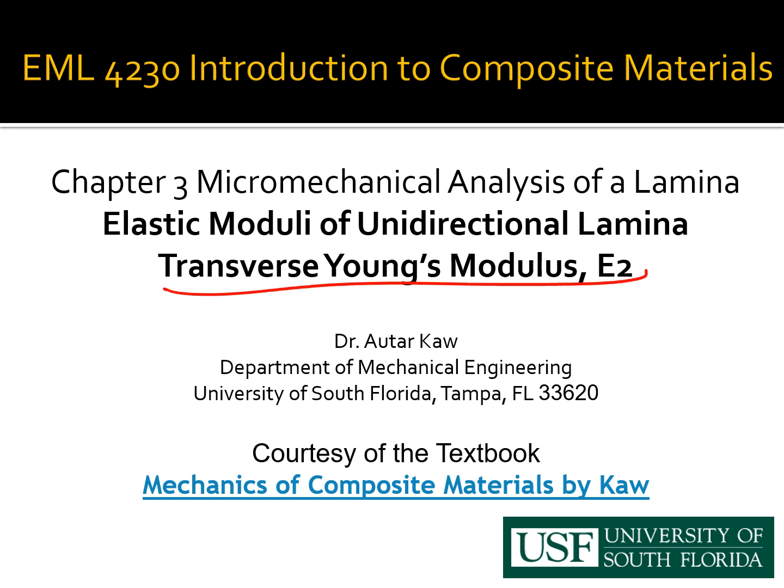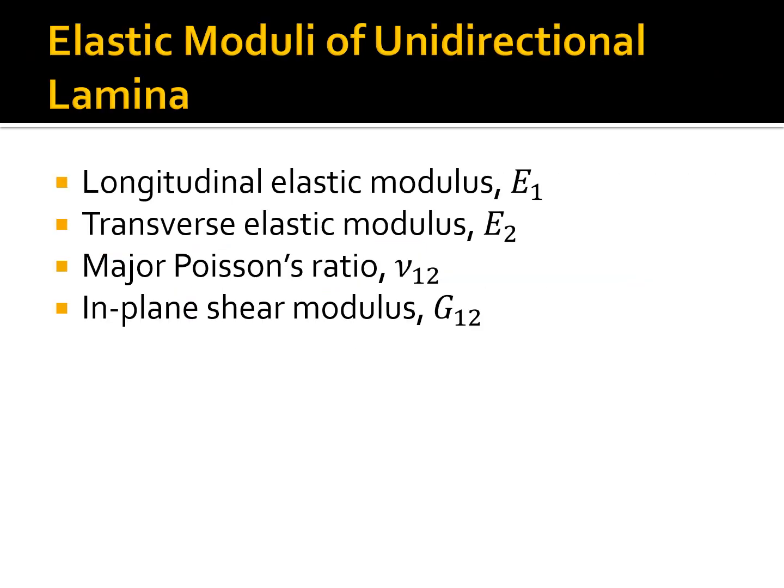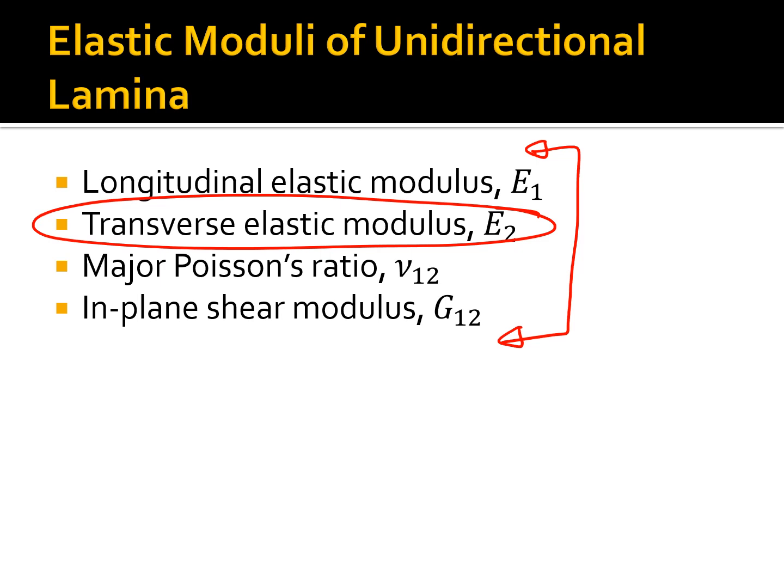In this segment, we'll talk about how to find the transverse Young's modulus by using the strength of materials approach. So we have been saying that we have to calculate these 4 elastic moduli for a unidirectional lamina in order to do the micromechanics of lamina. And in this case, we are looking at the transverse Young's modulus E2.